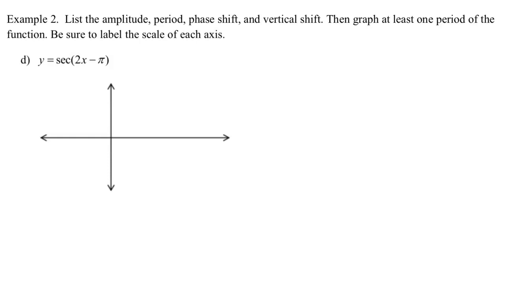Okay, here in letter D, we've got y equals secant of 2x minus pi, and because this is a secant function, I know that I am going to graph a cosine and then just do the reciprocal parts of that. Starting with the amplitude, that would be 1. The vertical shift is going to be 0, so y equals 0 is going to be my midline. My maximums are going to be at 1, and my minimums will be at -1.